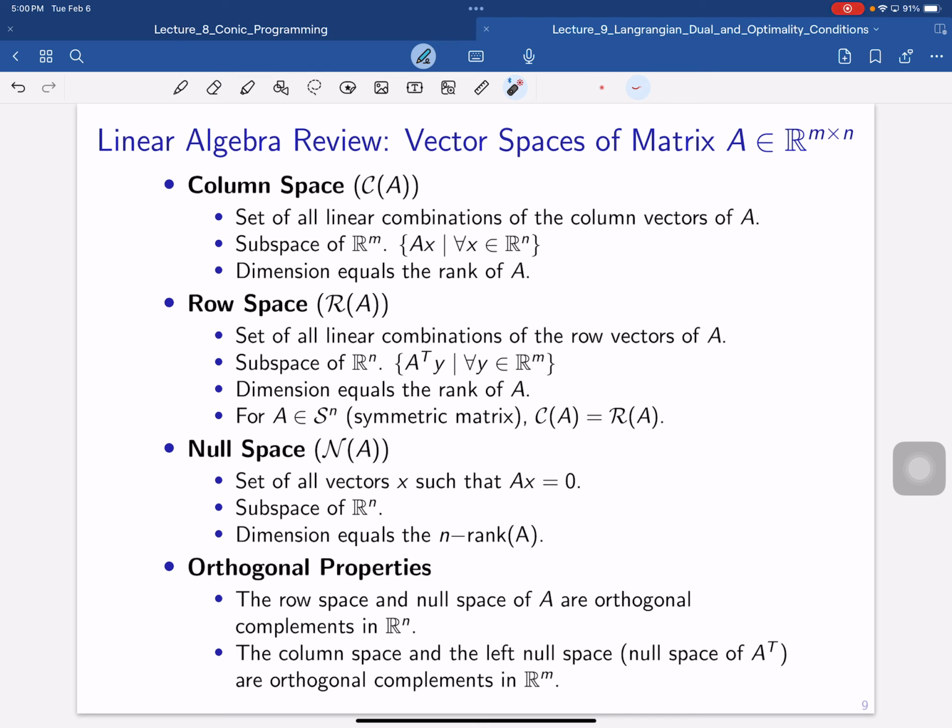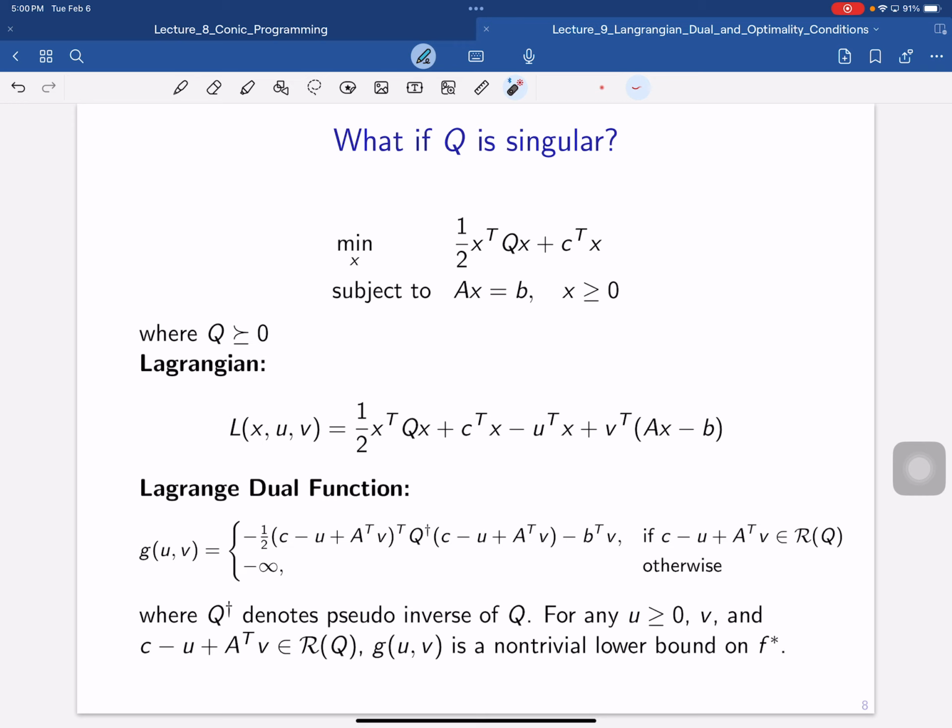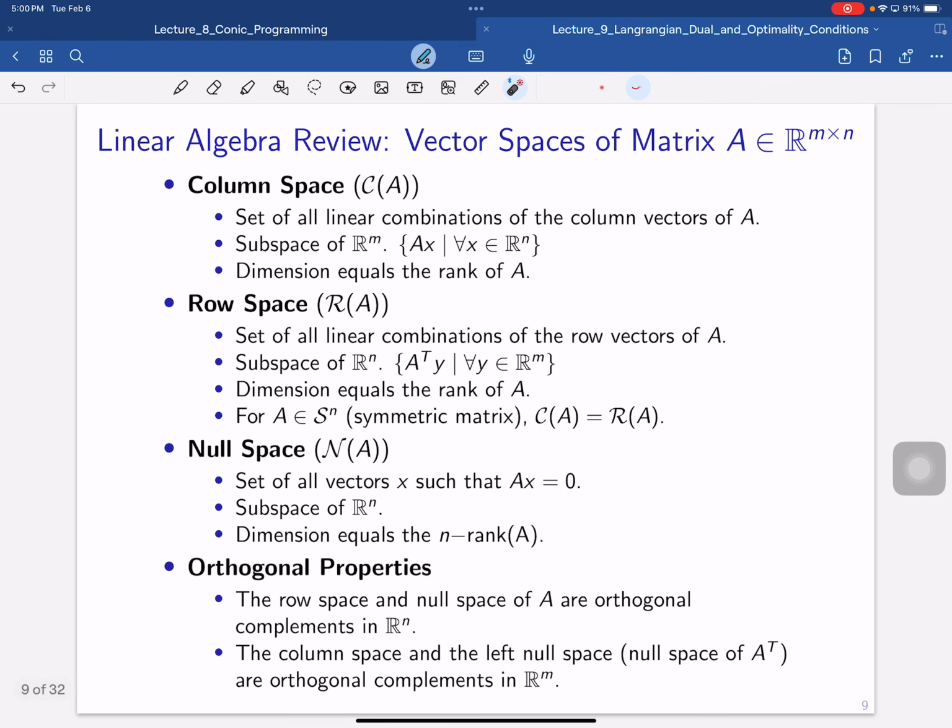If we are talking about a symmetric matrix, then the column space is equal to the row space. Just like in the previous slide, Q is a symmetric matrix, so the row space and column space of Q are the same. And the null space of a matrix is the set of vectors x such that Ax equals 0. You can think about x as taking the linear combination of the columns of A and making them be 0. The dimension of the null space equals n minus the rank of A. This is a well-known result in linear algebra.